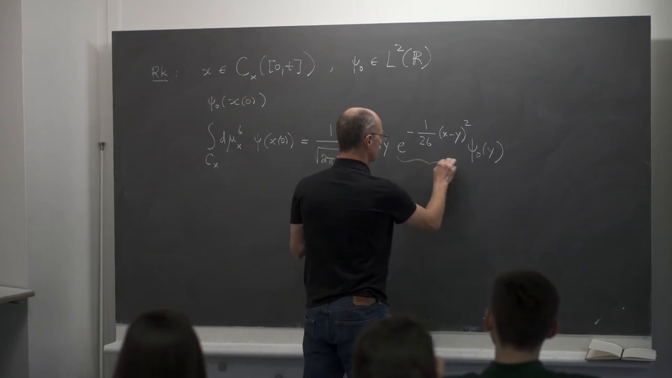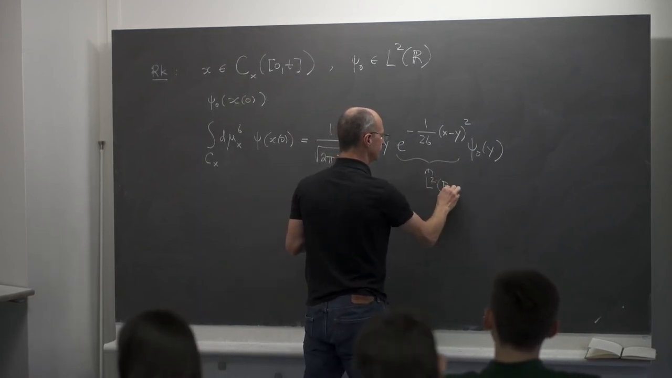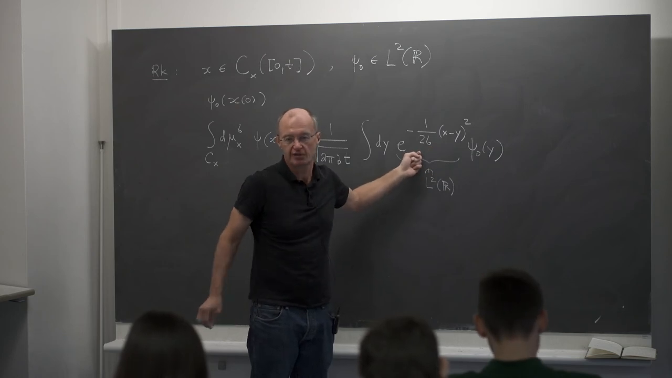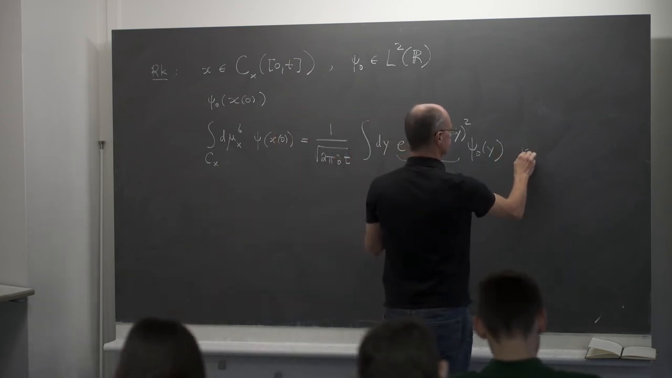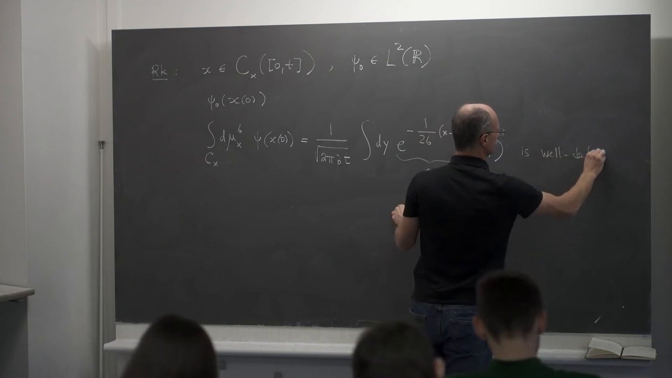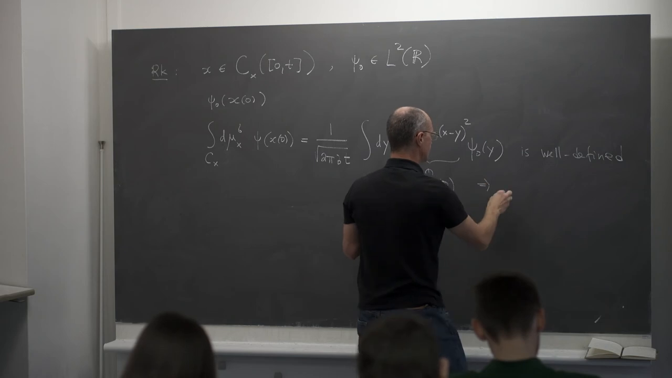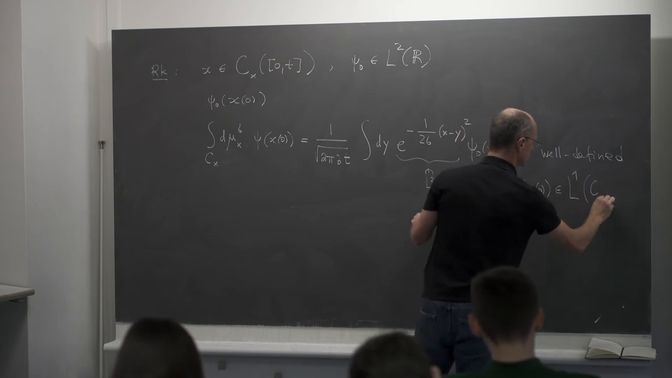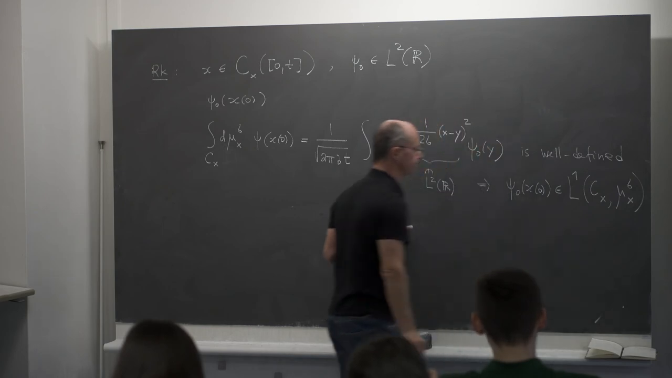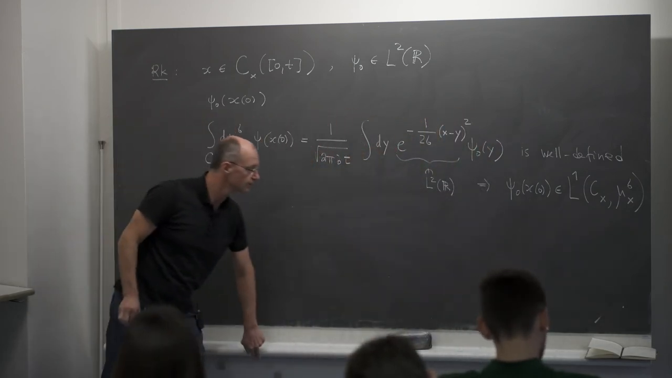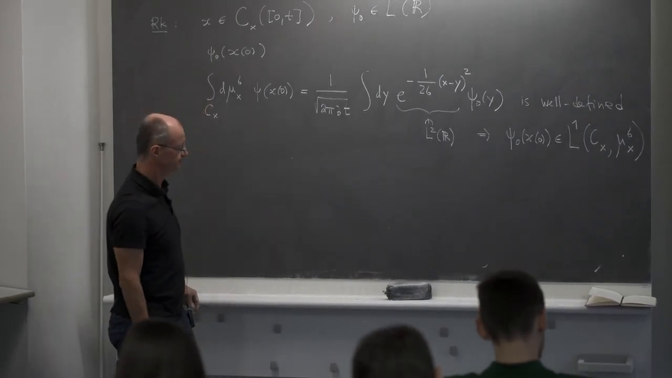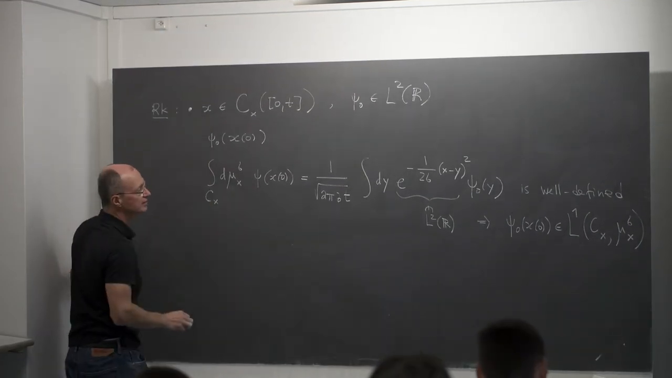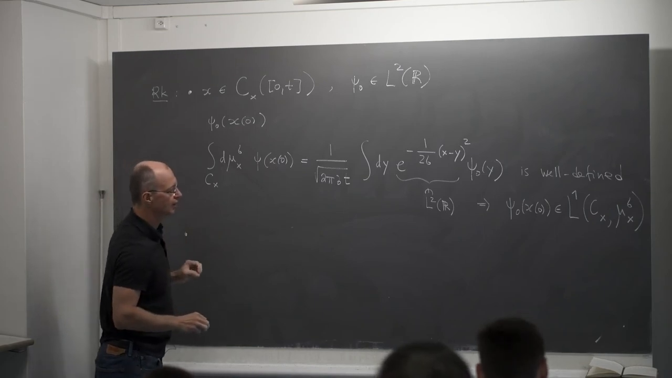Now, this is clearly in L2. So for psi naught in L2, this integral is well defined. So this implies that psi naught of x of 0 is in L1 on that space. So maybe that's the first remark.